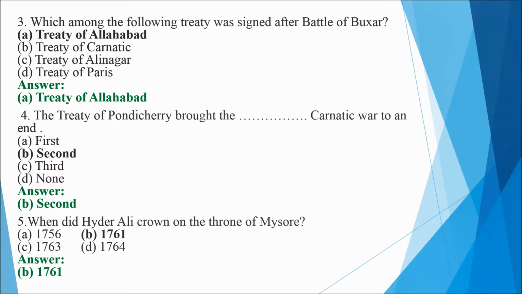Second. Question number 5. When was Hyder Ali crowned on the throne of Mysore? Option A. 1756. Option B. 1761. Option C. 1763. Option D. 1764. So the correct answer is option B, 1761.